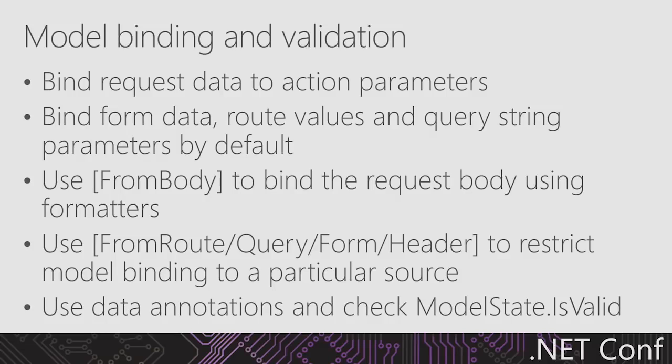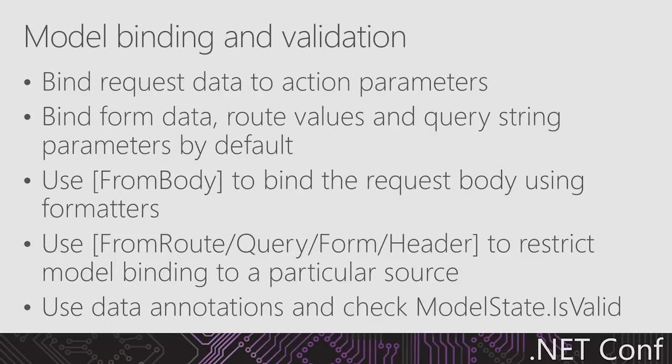By default, the model binding system will bind form data, query string values, and route values to your action parameters based off of their name. So if you have a parameter named ID and you have a route value named ID, that'll bind just because it has the same name. If you have a query string parameter named ID, that will bind if you have a parameter named ID. So that's how that system works by default. And then you can tweak it and control it using additional attributes.